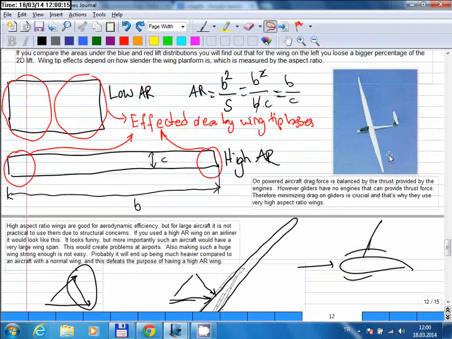How is the difference in terms of drag between low aspect ratio and high aspect ratio? Well, I will come to that, but basically the high aspect ratio is better in terms of 3D effects. And 3D effects include a reduction in lift force and an increase in drag force. So it's bad for two reasons.